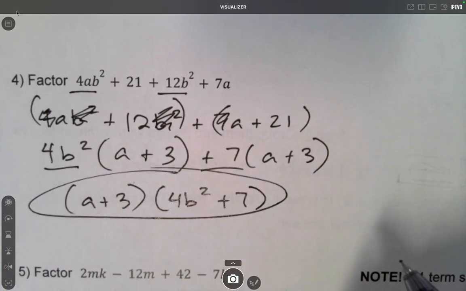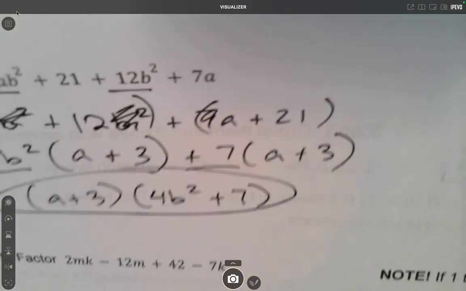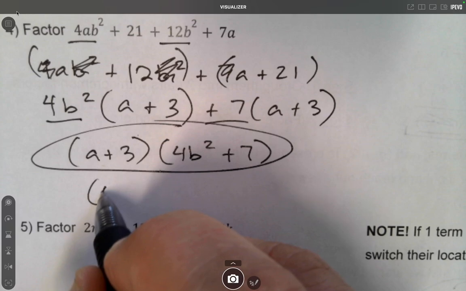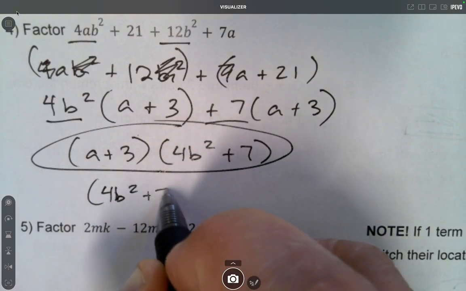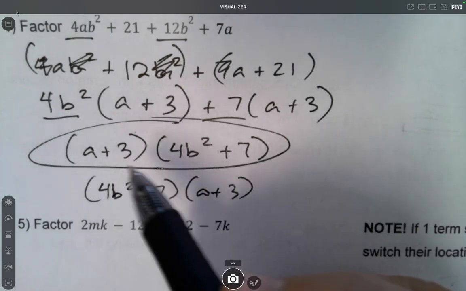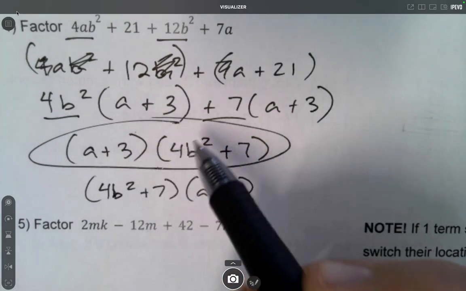Oh, and one thing I should note, if it's ever multiple choice or you're checking just the back of the book or the answers I show on the board, it doesn't actually matter what order I put these in. I could say 4b squared plus 7 times a plus 3. That answer is just as correct because we're multiplying, so it doesn't matter which term comes first.